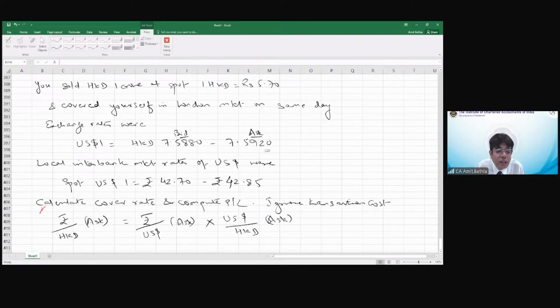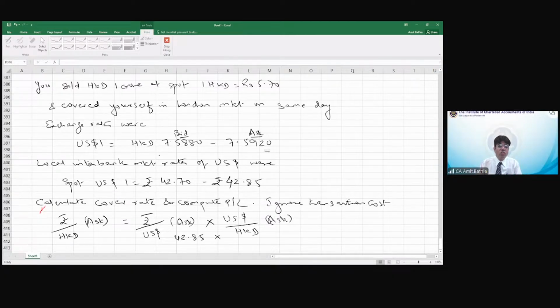Now, do I have the rates available with me for both of these? Rupee upon dollar ask rate is available to me: 42.85, yes, available to me. Into, do I have the rate of US dollar to HKD? Check it out, please. Here, the rates which are given, which is the base currency in this quote? US dollar is the base currency, quoted currency, right?